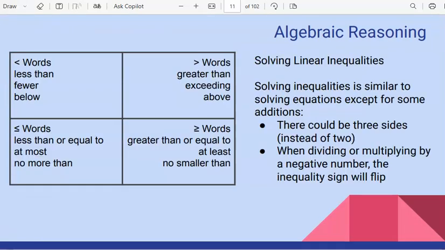Solving linear inequalities. Solving inequalities is similar to solving equations except for some additions. There could be 3 sides instead of 2, and when dividing or multiplying by a negative number, the inequality sign will flip.